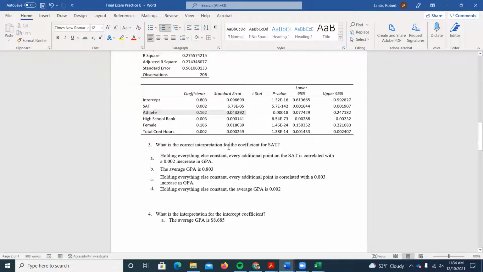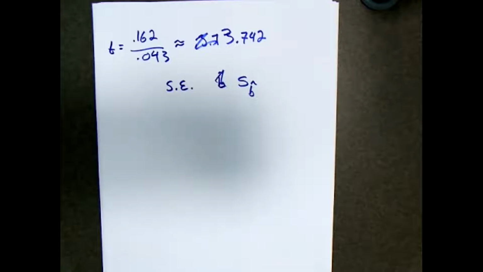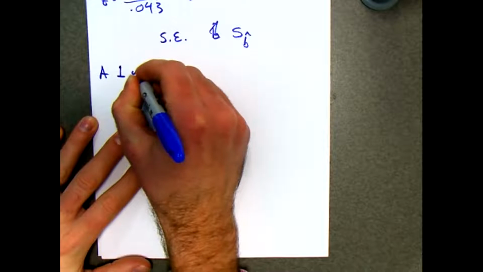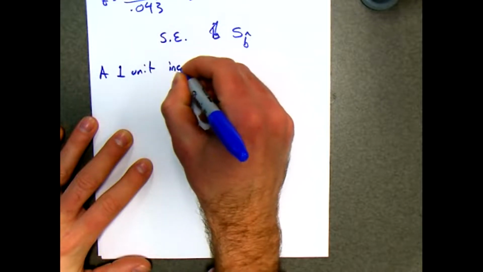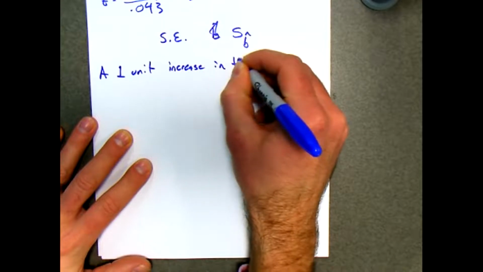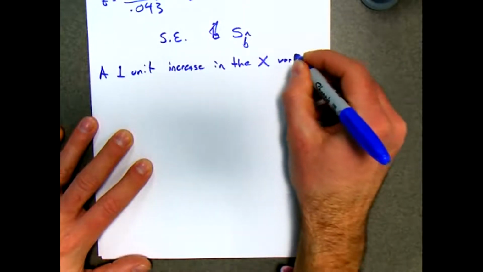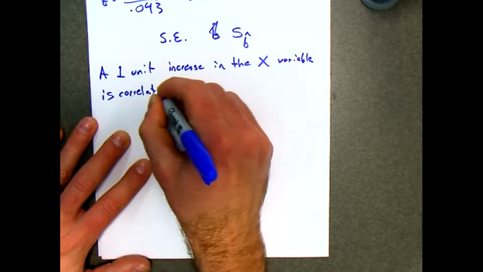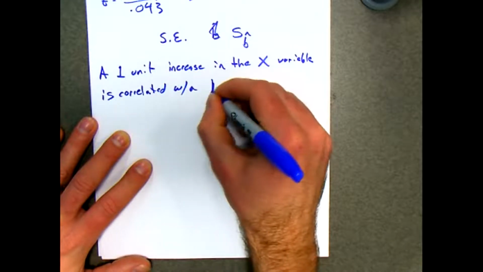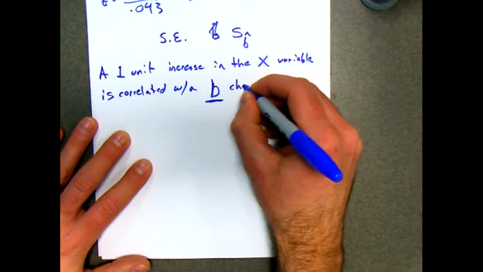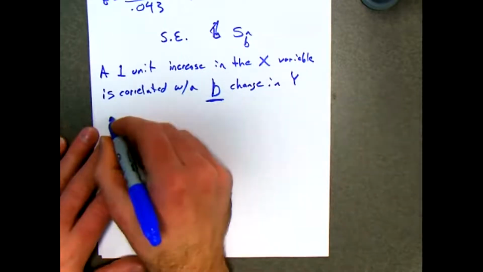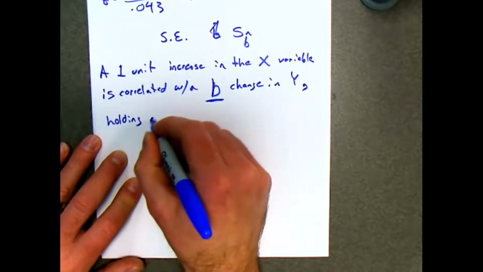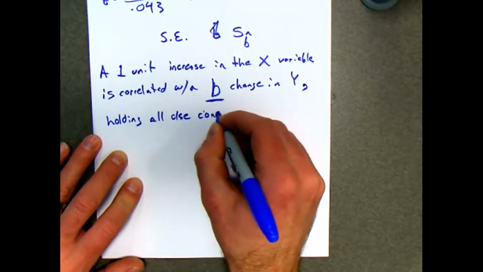So if we want to interpret this SAT score variable, I'll just give you a general interpretation of any coefficient. A 1 unit increase in the X variable is correlated with a, whatever that coefficient is, change in our Y variable. And then we've got several X variables there, so we also have to throw on "holding all else constant" on the right-hand side, okay?